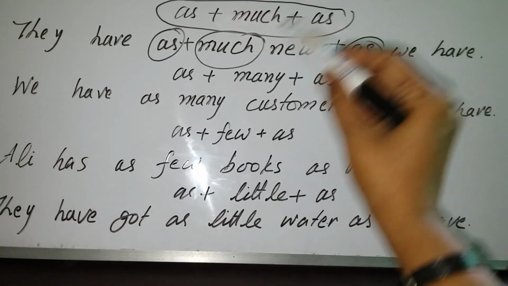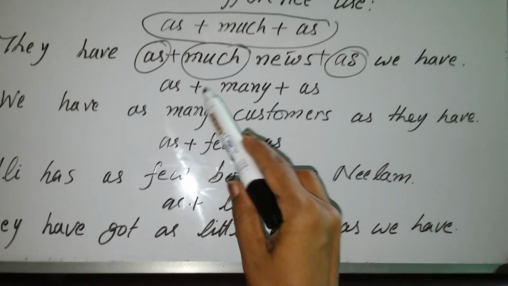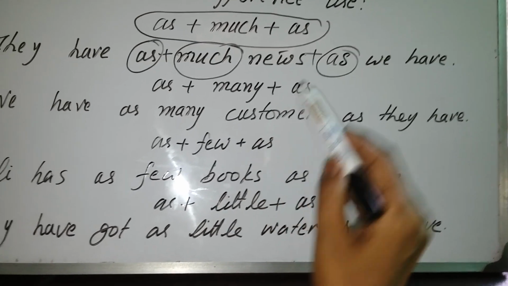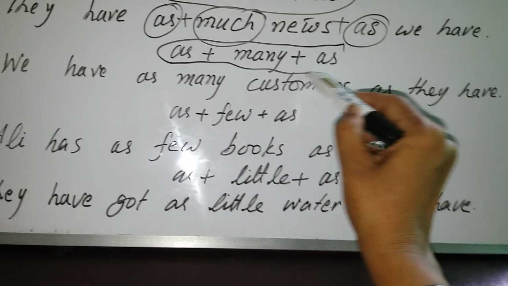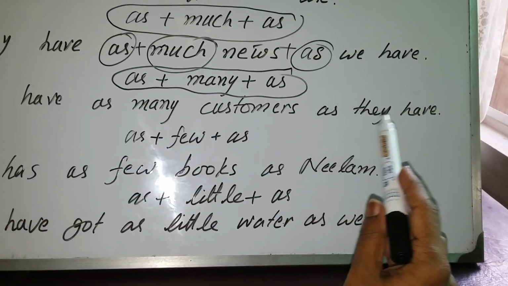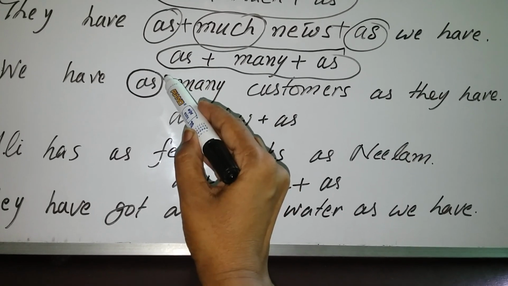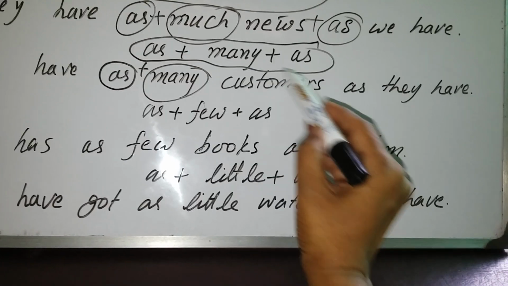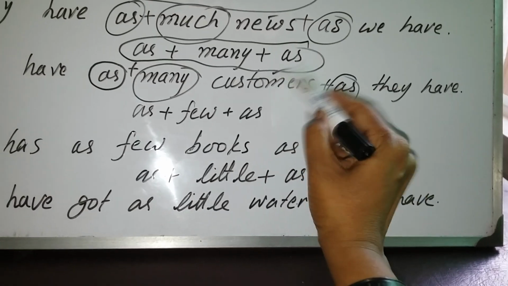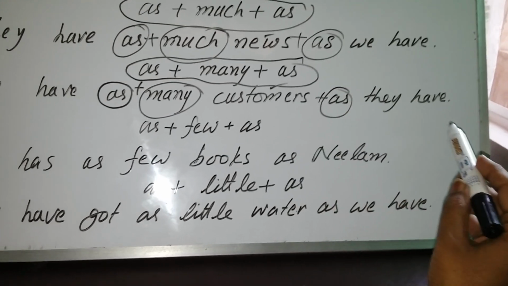This is a noun. The second, as plus many plus as. How? We have as many customers as they have. As many plus as, and this is a noun. We have as many customers as they have.